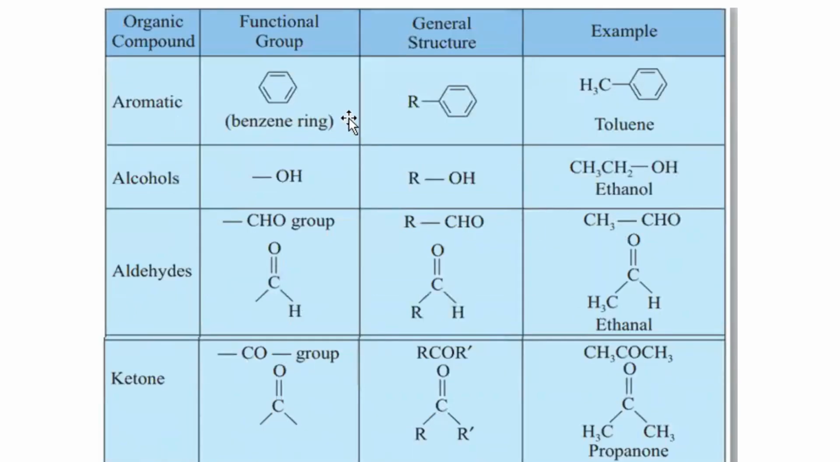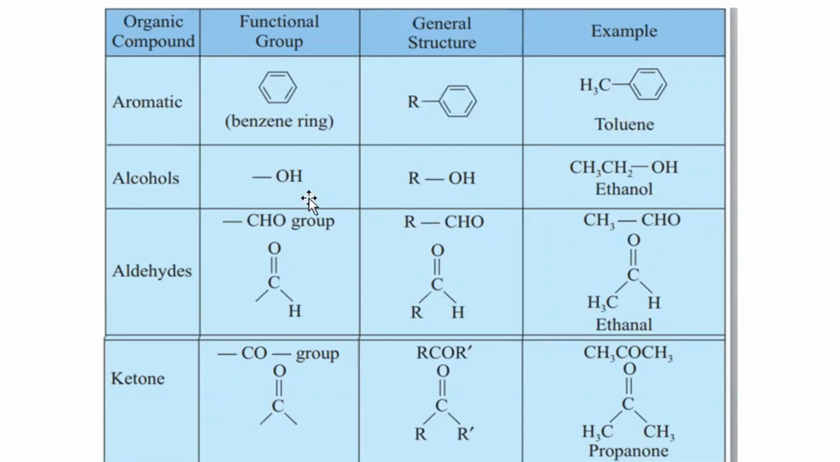Aromatic hydrocarbons. The simplest form of aromatic hydrocarbon is benzene. All aromatic hydrocarbons contain at least one benzene ring. Therefore, the functional group of aromatic hydrocarbon is this one: a six-sided polygon with alternating double bonds within the structure. The general structure has at least one benzene structure here. Toluene is a good example of an aromatic hydrocarbon.